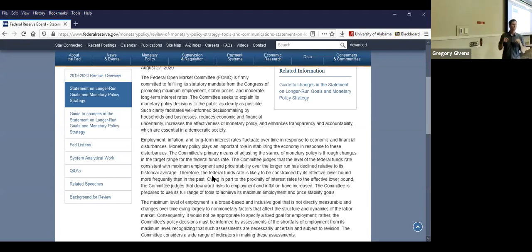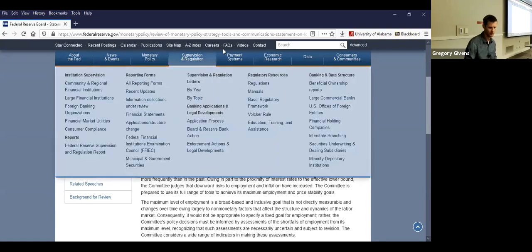Right? So the Fed is, again, communicating to us that it has these clear policy goals and that each of its policy decisions is consistent with these goals. I'll come back to this statement a little bit more later on in the class.